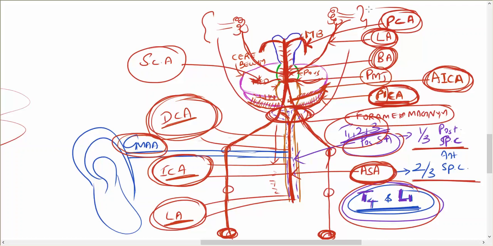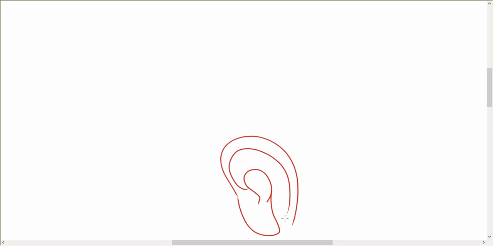Okay. Now let us discuss the anterior circulation. Again I am going to draw the heart. Okay. And from the arch of aorta, the first major vessel which comes is the brachiocephalic trunk.